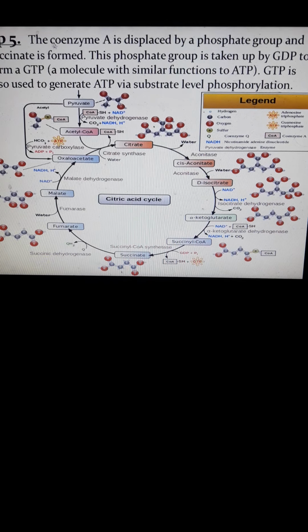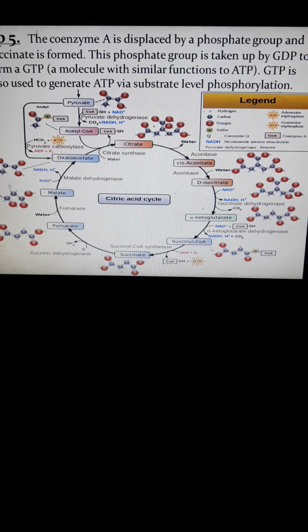As a recap of step number 5, my dear students, the coenzyme A is displaced by the phosphate group, and the succinate is formed, meaning the succinyl coenzyme A is phosphorylated. That is acted on by the enzyme succinyl coenzyme A synthetase to form succinate. This phosphate group is taken up by guanosine diphosphate to form guanosine triphosphate, meaning there is a phosphorylation process that will happen.